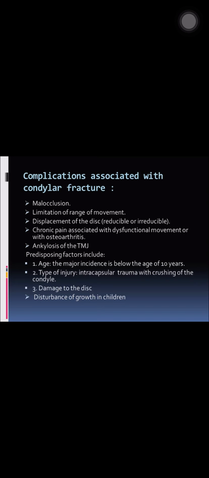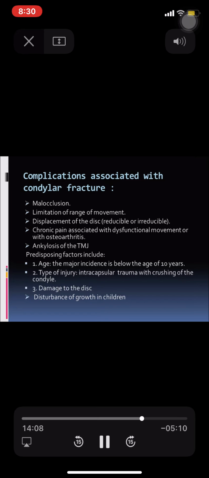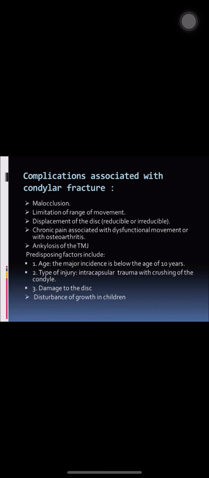Complications associated with condylar fractures: malocclusion, limitation of range of movement, displacement of the disc, reducible or irreducible, chronic pain associated with dysfunctional movement or with osteoarthritis, and ankylosis of the TMJ. Fractures that involve the joint space, particularly in young patients, seem most prone to result in this complication. Ankylosis can be fibrous or bony.